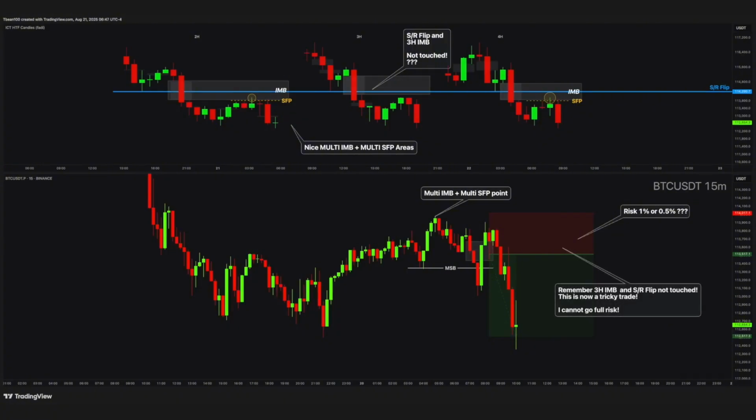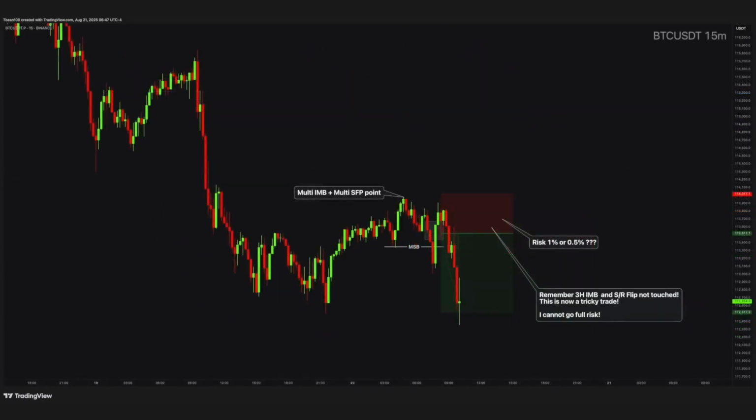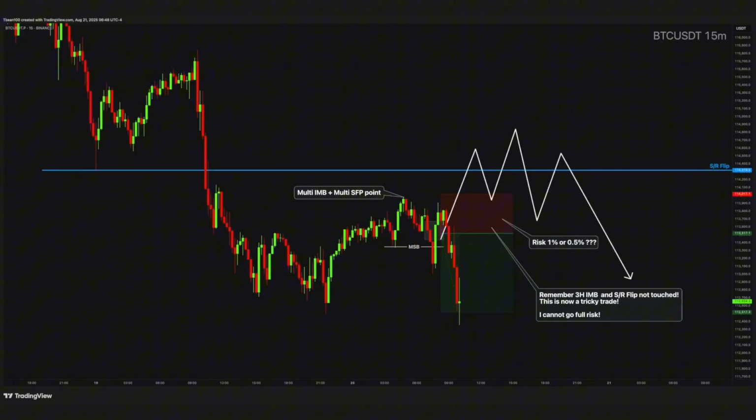As you should remember, we still have an SR flip level that has never been touched, and the 3R imbalance has never been hit either. So, do you think this kind of price action could actually happen? The price could go back deeper and deeper, finally hitting the SR flip level, and also reaching the 3R imbalance as well. Of course, this is something that definitely can happen.